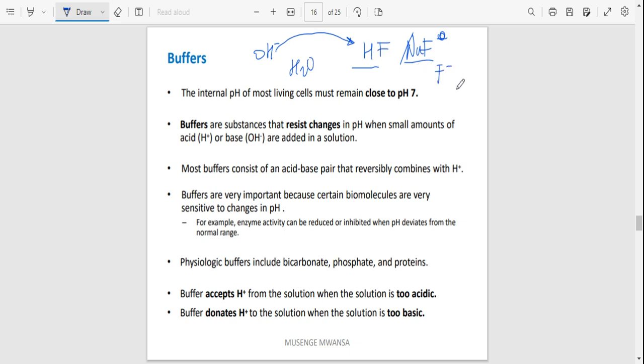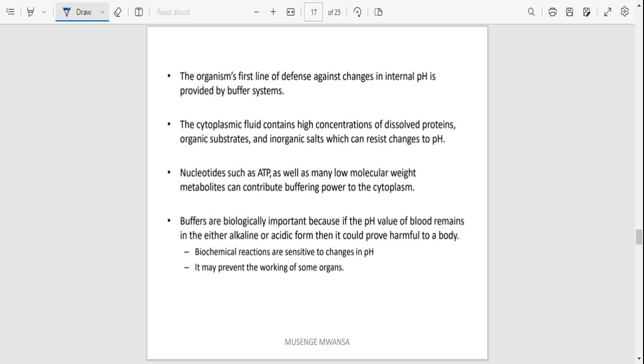If we react this buffer with an acid, this acid will be able to react with this F minus and we are going to form more of HF, right? So this is how buffers are going to operate. The organism's first line of defense against changing internal pH is provided by these buffers.